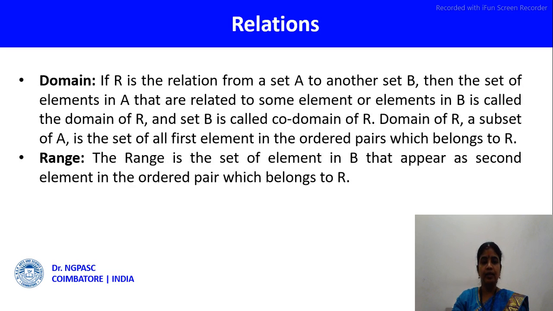Domain. If R is a relation from A to B, then the set of all elements in A that are related to some elements in B is called the domain of R. B is called the codomain of R. The range is the set of all elements in B that appear as the second element in an ordered pair which belongs to R.